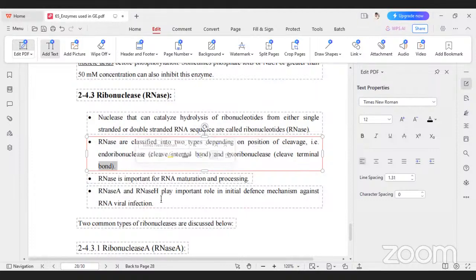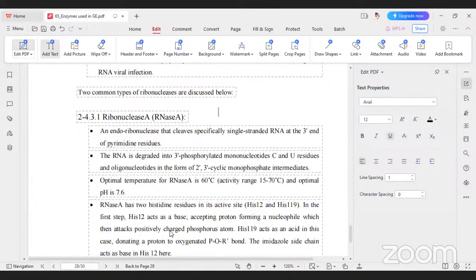So RNases are important in the RNA maturation process. Both play an important role in the initial defense mechanism against RNA viral infection. Some common RNA enzymes are the ribonuclease A enzyme.